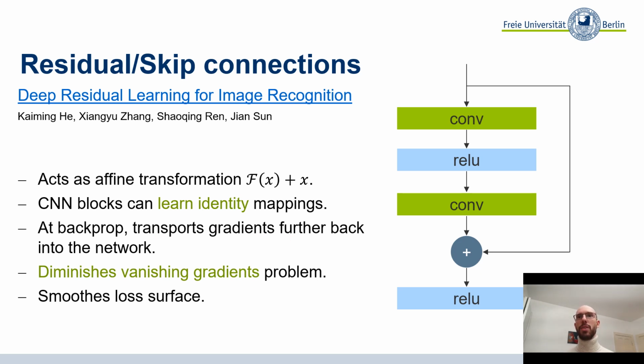And so other explanations for why residual connections work well is that when you do backprop, obviously you can transport your gradients further back into the network because the gradient that you get from this node doesn't have to be multiplied with the derivatives that you get from all these layers, but you can just send it back over this connection. And by doing that, our vanishing gradient problem is diminished. And another advantage that residual connections have that was explored only recently is that they smooth the training surface. And smooth training surfaces are great because, if our training surface looks less jittery, there are fewer local minima where our gradient descent can get stuck.